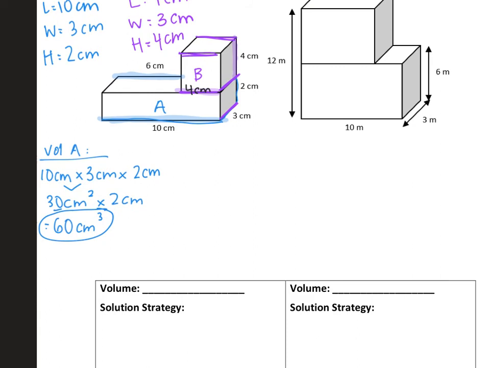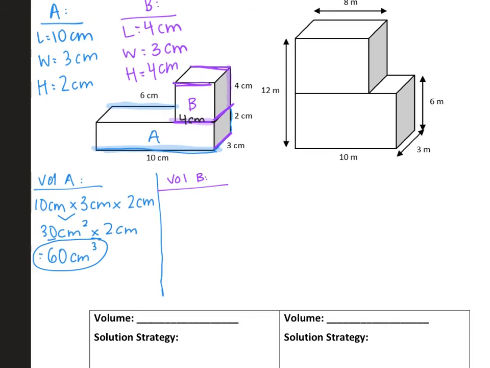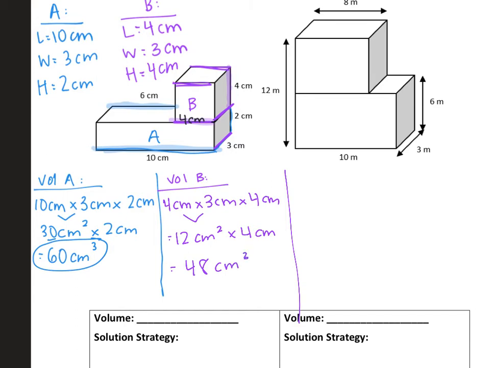Then I'm going to find the volume of Prism B. I'm going to run out of room, I feel like. Volume B. Okay, so now I have, let me go back up. Where are my dimensions? There they are. So I have 4 centimeters times 3 centimeters times 4 centimeters. Block that off. All right, 4 centimeters times 3 centimeters is going to give me 12 square centimeters times 4 centimeters. Okay, 12 times 4 is going to give me 48 cubic centimeters.